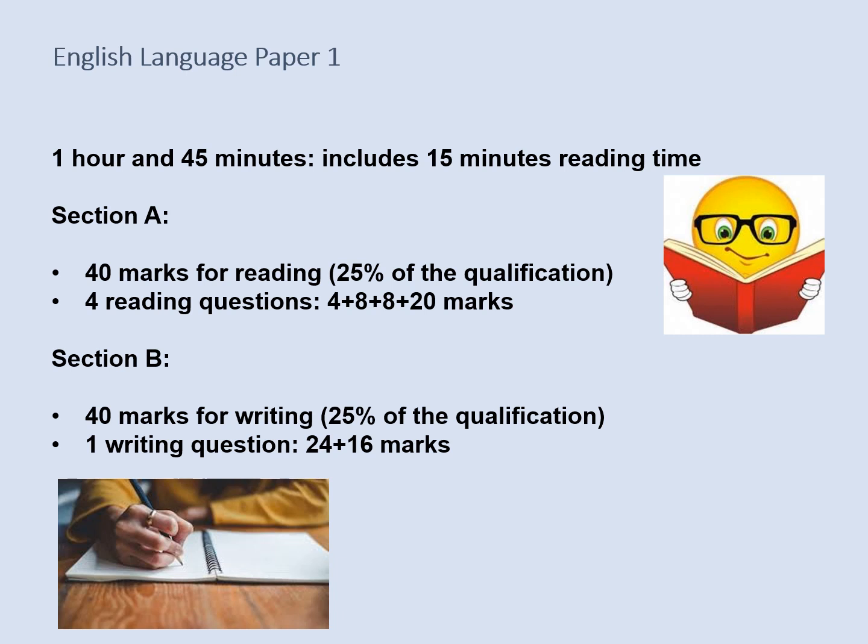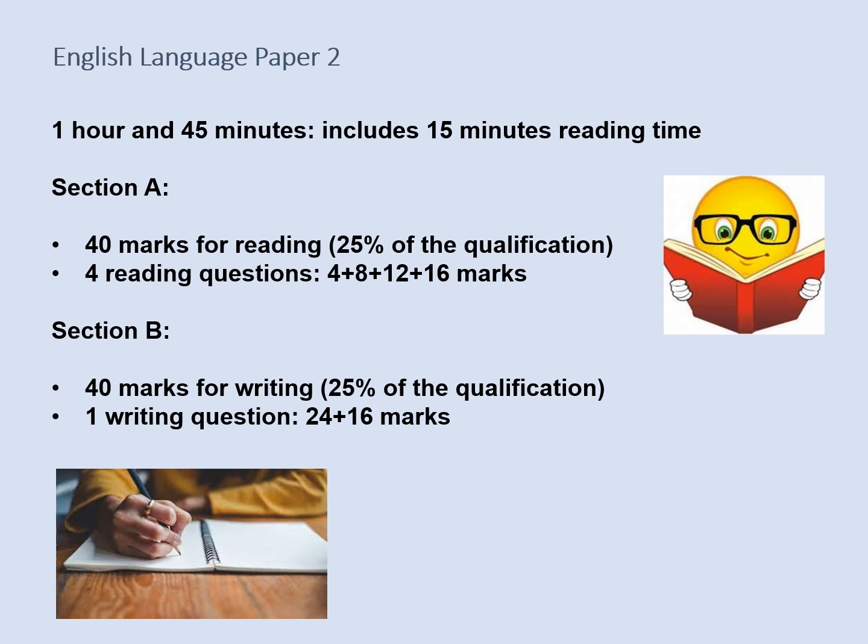English Language Paper 1 is a 1 hour and 45-minute paper. That includes 15 minutes reading time. Section A requires students to answer 4 reading questions and Section B requires students to spend 45 minutes answering 1 question. English Language Paper 2 again is a 1 hour and 45-minute paper and it includes 15 minutes reading time. Section A requires students to answer 4 questions and Section B requires students again to spend 45 minutes answering 1 question based on a writing task.